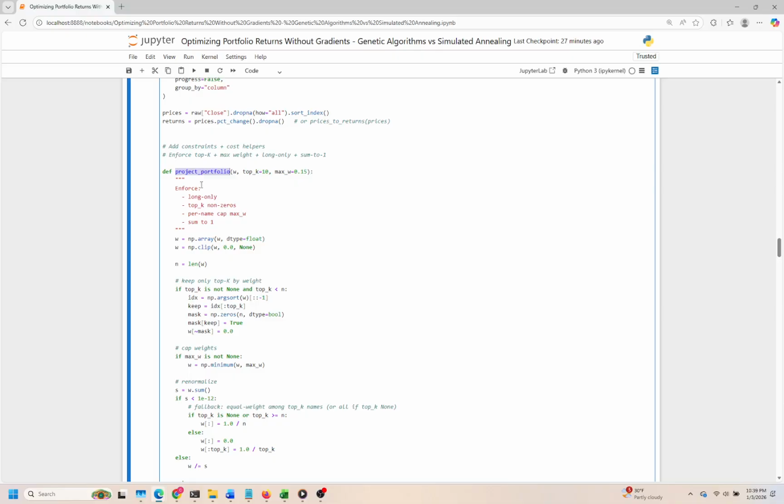For example, we define a maximum weight for any single asset and allow only a specified number of top assets to influence our portfolio, promoting diversification while adhering to risk management practices. As we progress through this workflow, we compute transaction costs associated with rebalancing, ensuring that the defined constraints around weight and turnover are respected. The project portfolio function plays a vital role here, taking raw weights and adjusting them to meet our strategic criteria, which facilitates a disciplined approach to investing.